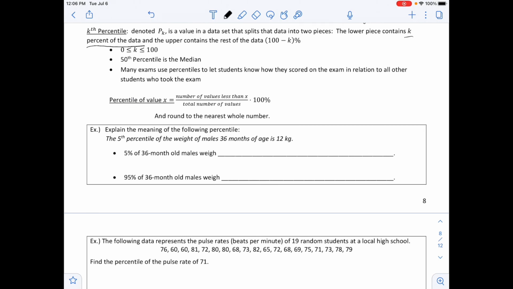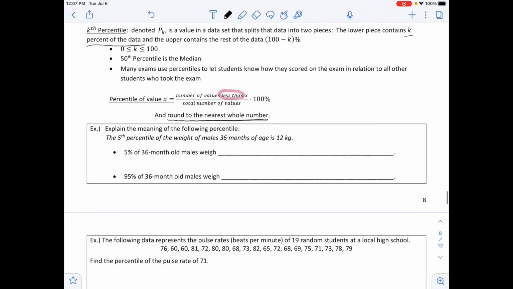Many exams use percentiles to let students know how they scored on their exam in relation to all other students who took the exams. In order to figure out the percentile of a value x, you're going to take the number of values less than x, and the key wording here is less than x, and then divide by the total number of values, and then multiply by 100% to get that as a percentage. A lot of times they're going to have you round to the nearest whole number.